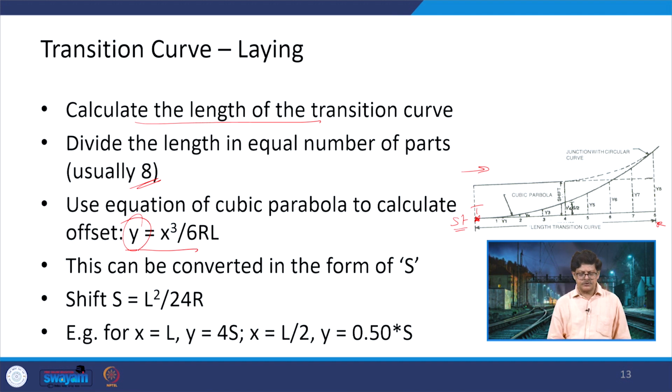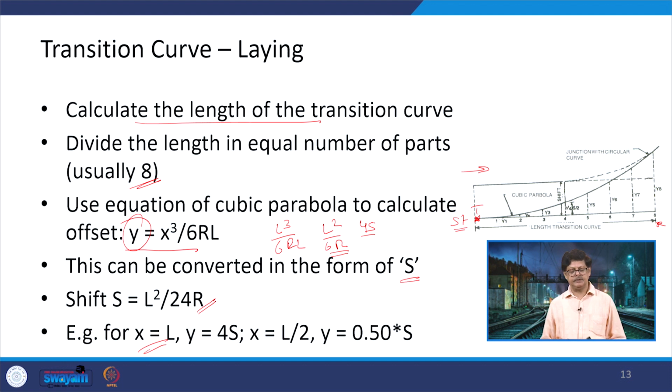Now, this y equals x cube divided by 6RL can also be converted into the form of a shift s. The shift s is L square divided by 24R. If I put the values here, say x equals L, it becomes L cube divided by 6RL, or this will be L square divided by 6R, whereas L square divided by 24R is the shift. So, we can say that this is related to the shift in the form that if we take 4 times the shift, then this value will come.